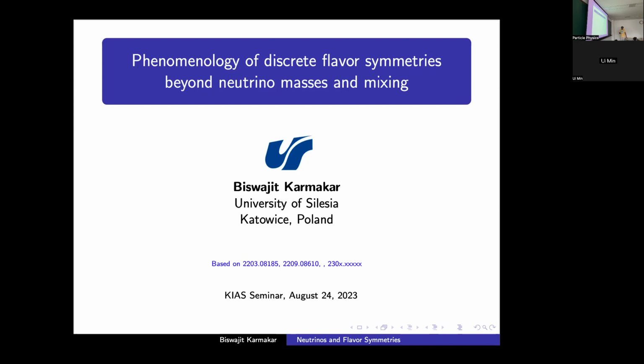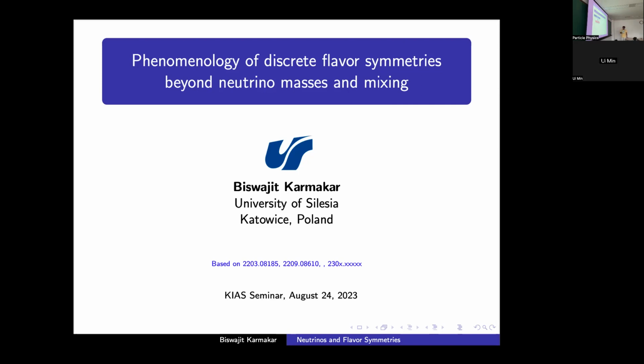So the model starts with A4 discrete flavor symmetry. This A4 symmetry is basically even permutation of 4 objects. It is a subgroup of the S4 group, which I just mentioned, and it also has a three-dimensional representation. Basically, this is the smallest group which has a three-dimensional irreducible representation, and we will assign the three lepton doublets to be a triplet of this group.